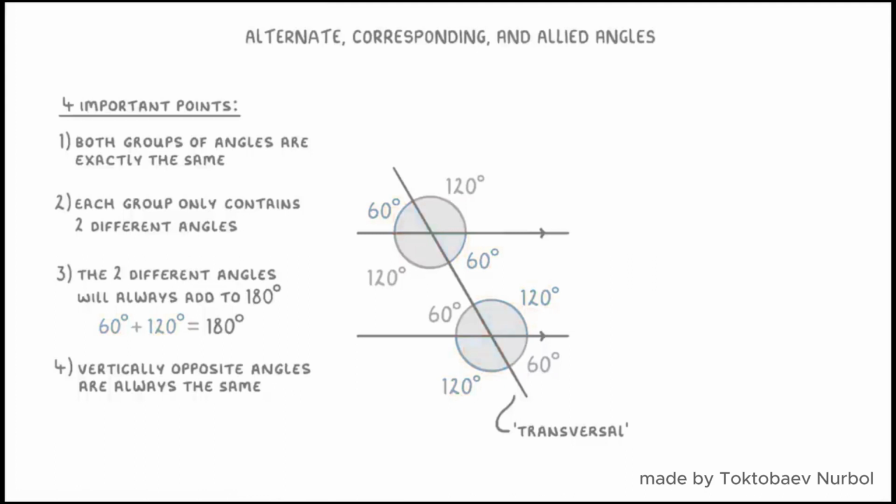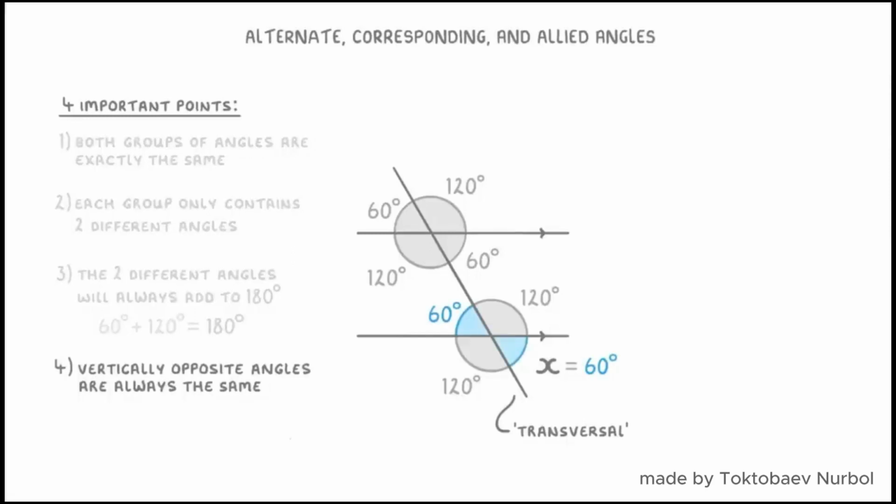Now, as long as you properly understand all of these rules, you can use this knowledge to work out unknown angles if one of them is missing. For example, if we were to find this angle here, marked X, we'd be able to tell that it's 60 degrees, either because it's opposite this 60 degree angle, and we know that vertically opposite angles are always equal, or because we know that it has to add to this 120 degrees to make 180.